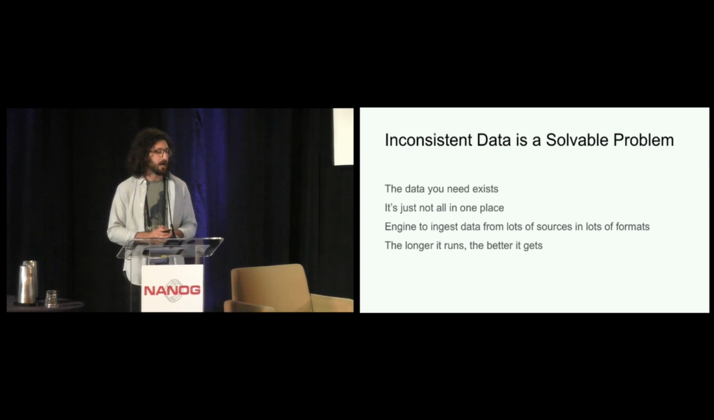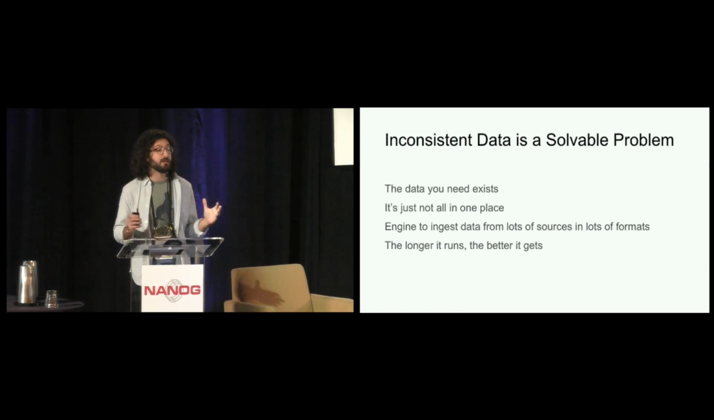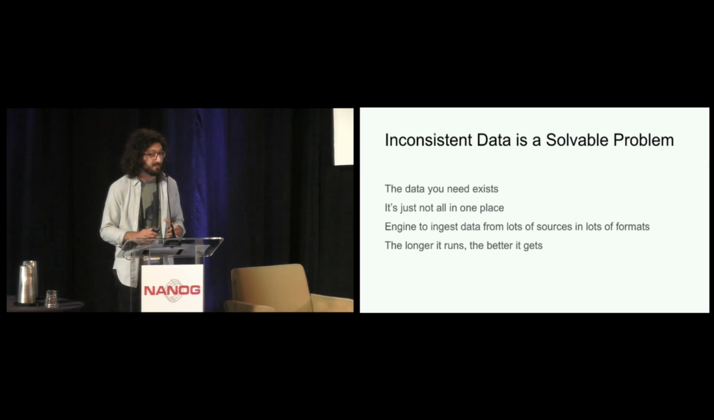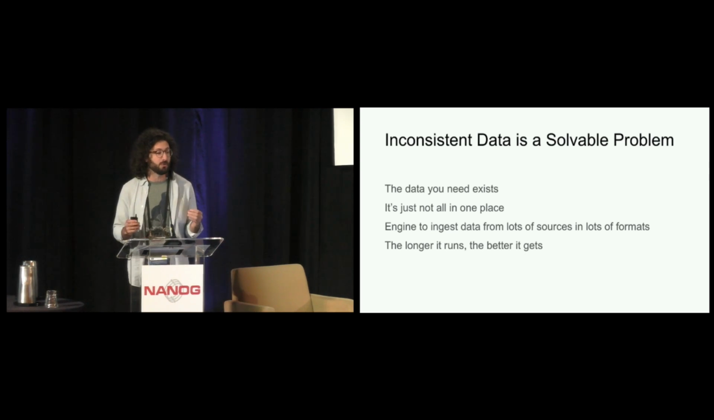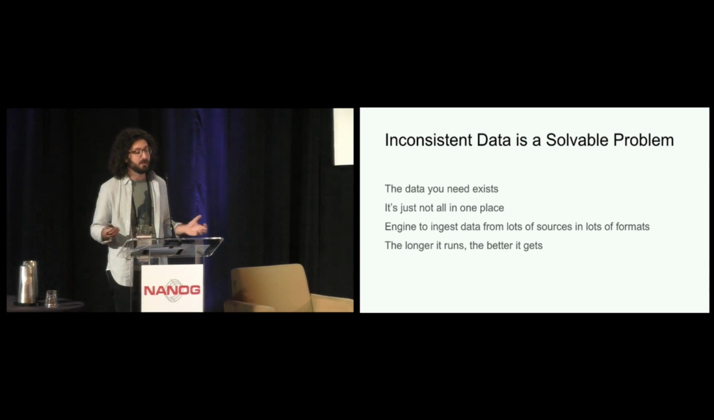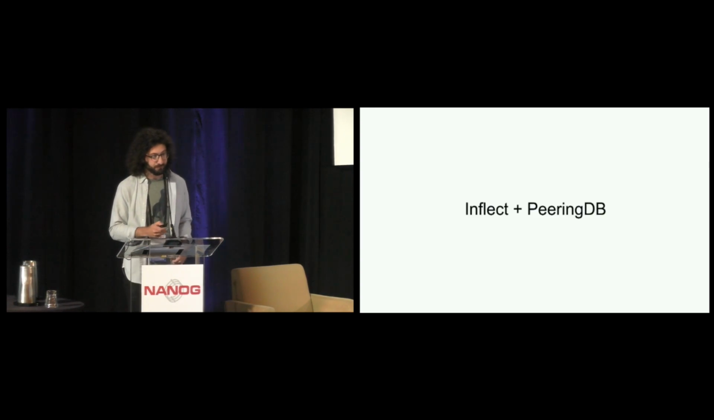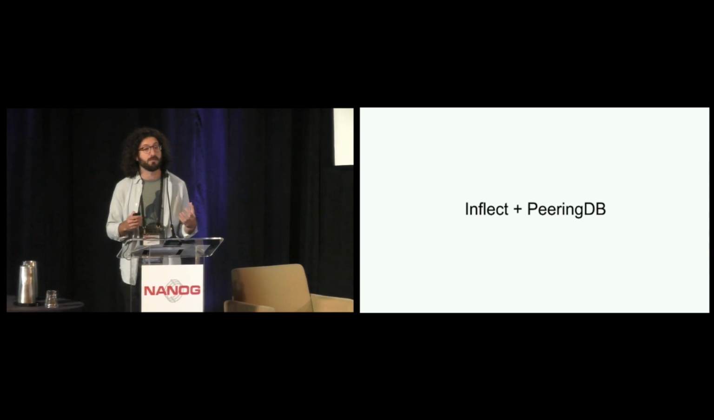But fortunately, inconsistent data is a solvable problem. It's not an easy problem, but it's a solvable problem, and it's been solved for a lot of different industries. All the data that we need exists, but it currently doesn't exist in one place. And so we're putting in the hard work and taking data from a lot of different sources, normalizing it, and putting it into an engine that can ingest data, normalize it, and correlate it together from all the different formats, and the longer it runs, the better it gets. And that's why we're really excited to be able to push data back to PeeringDB and work directly with them to help send our facility and curated, validated information back to PeeringDB.